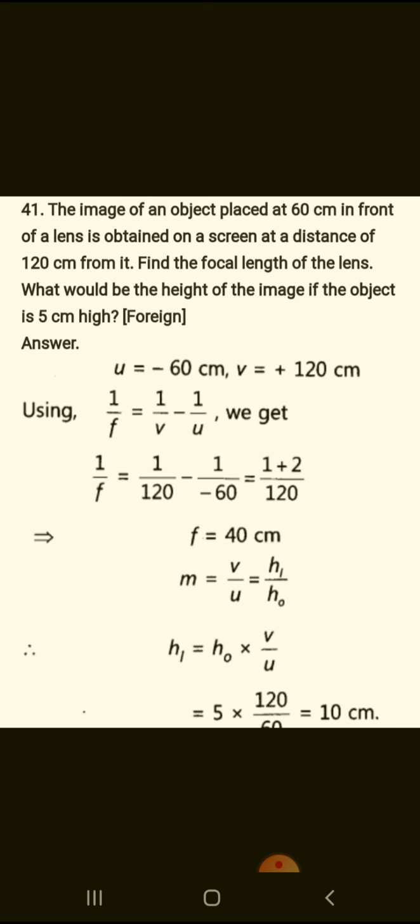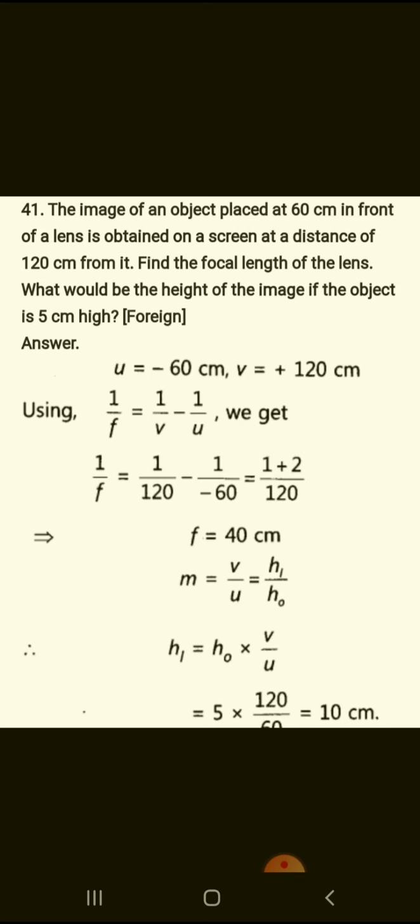That means which thing is given to us? We have been given u, and always we have to take u as negative. So u is given to us as minus 60. The question says the image of an object placed at 60 centimeter in front of a lens is obtained on a screen at a distance of 120 centimeter from it. That means v is given to us. So now we have the value of u and the value of v.